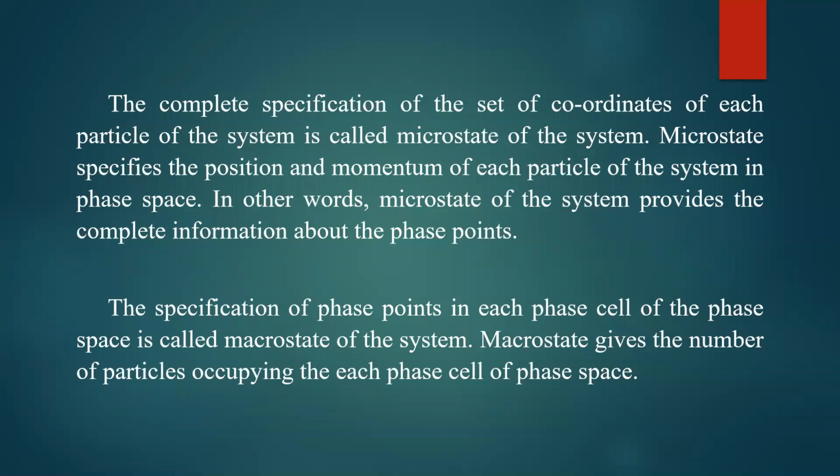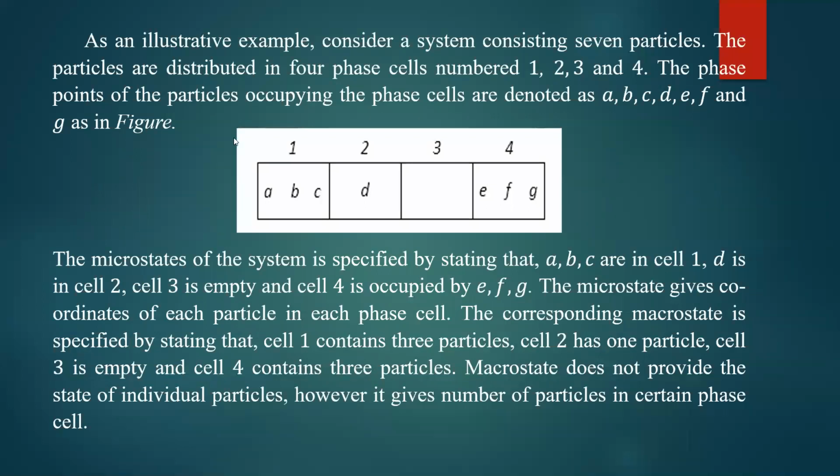It only tells how many particles are in each phase cell, and that is called macrostate. It will not give you information about position and momentum. If position and momentum information is given, that is called the microstate of the system. So I will take an example in order to understand that.